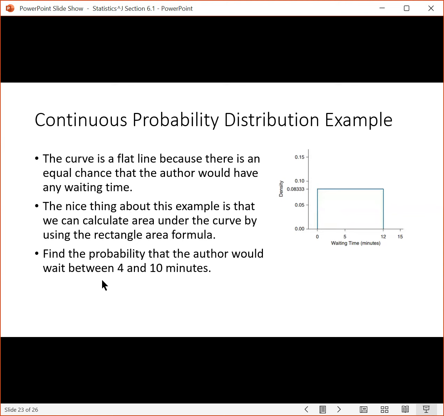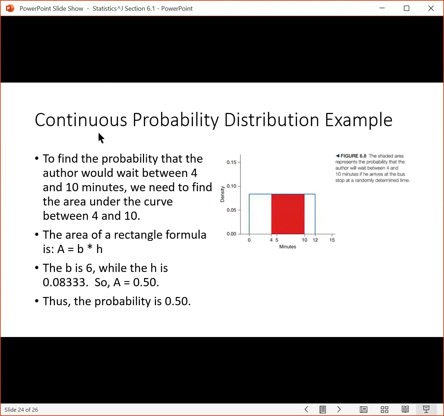And then they ask us to go through and actually find the probability that the author would wait between 4 and 10 minutes. So how do we do that? All right, so to find the probability the author would wait between 4 and 10 minutes, we need to find the area under the curve between 4 and 10. So we go through and shade that piece.